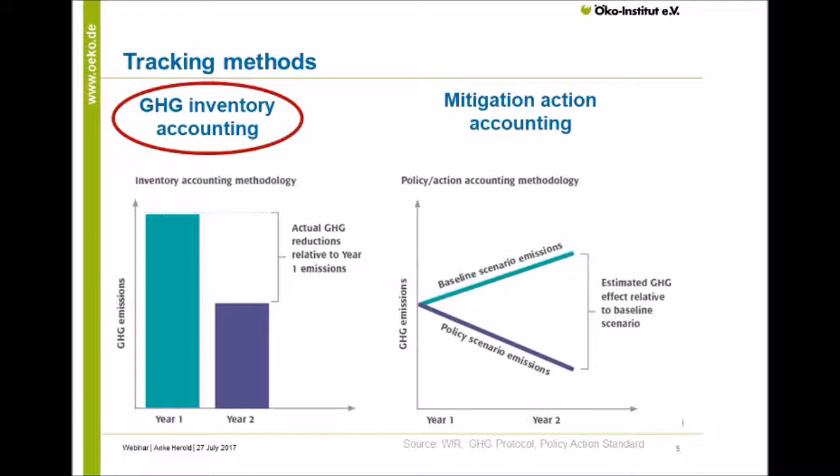This is the one generic method. The other method would be that you develop a baseline scenario without the mitigation actions in the agricultural sector, and a policy scenario with the mitigation action, and estimate the effects of emission reduction between the mitigation actions and the baseline scenario. That is the second option.